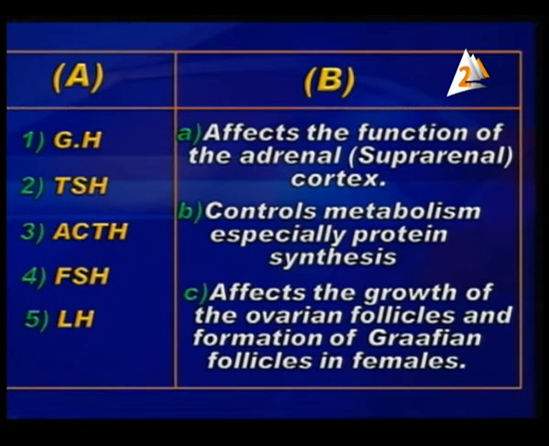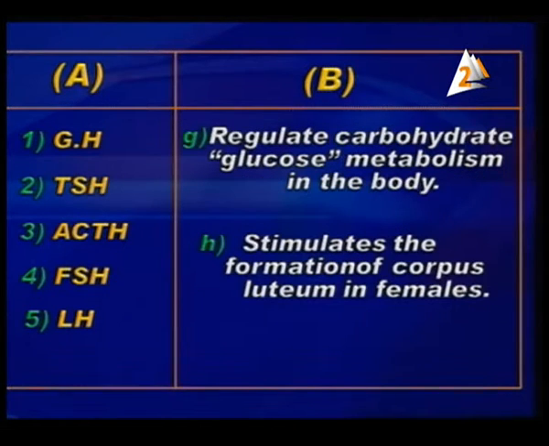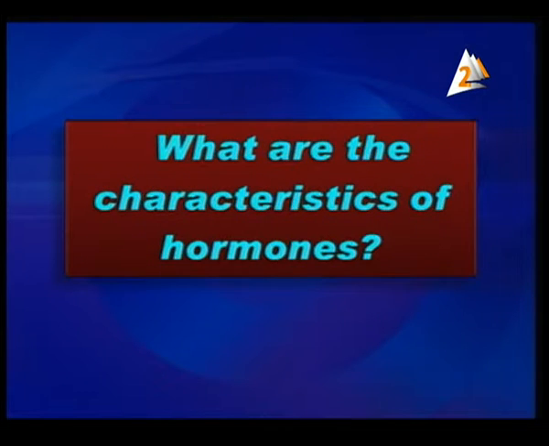Number 4, FSH: affects the growth of the ovarian follicles and the formation of Graafian follicles in females. Number 5: stimulates the formation of corpus luteum in females. Very good. Question 6. What are the characteristics of hormones?